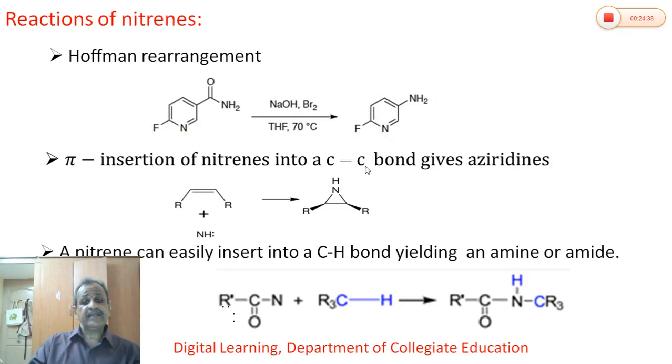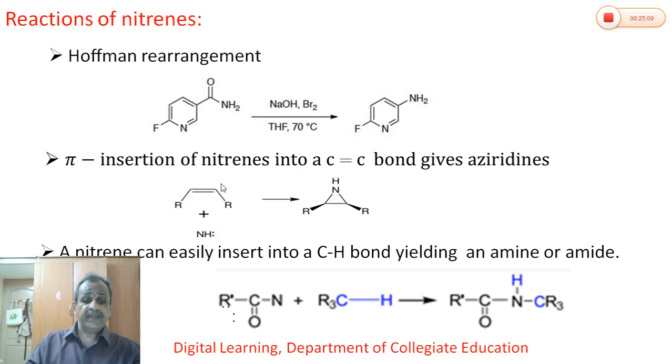Let us see in what reactions these nitrenes are involved. In the Hofmann rearrangement or Hofmann bromamide reaction, when an amide is treated with sodium hydroxide and bromine, it converts into a primary amine. So this reaction is known as the bromamide reaction. In this bromamide reaction, nitrene is generated as an intermediate.